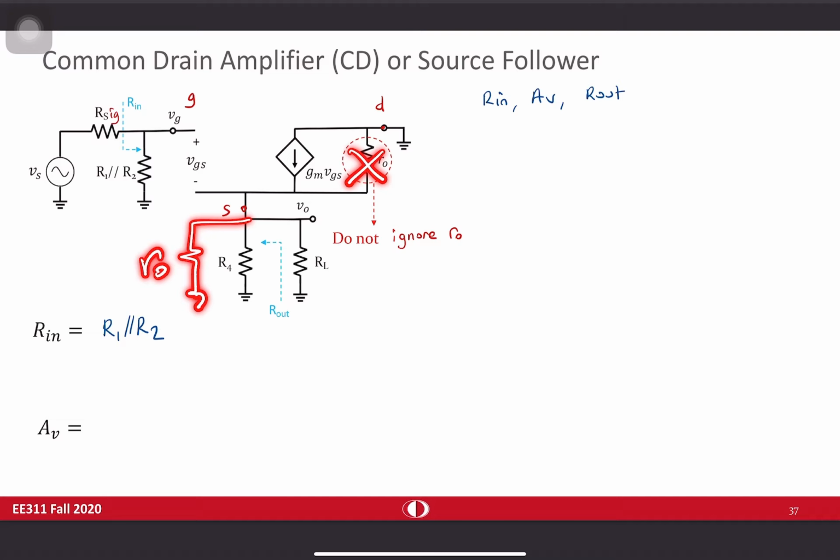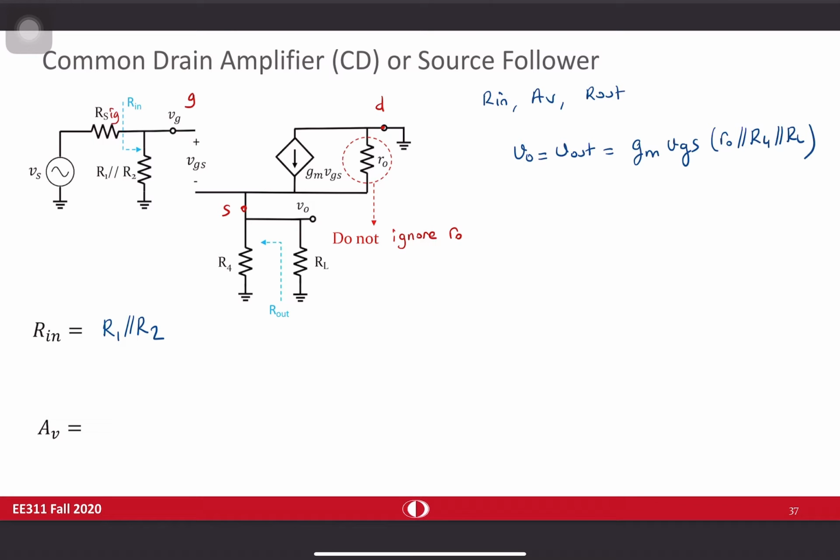Why? Because one end is already grounded, the other part is at source. So this is not going to change anything basically. In that case, you can write V out as VO or V out, whatever you name, will be equal to gm VGS times R0 in parallel with R4 in parallel with RL. Note that the current direction is consistent with the voltage polarity, so the sign is positive.